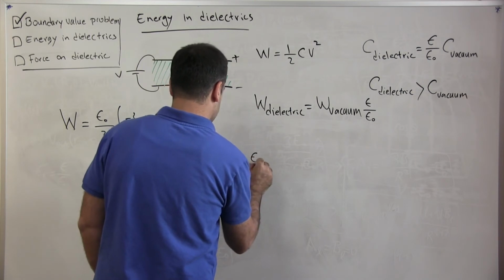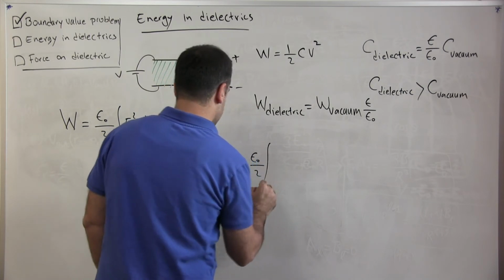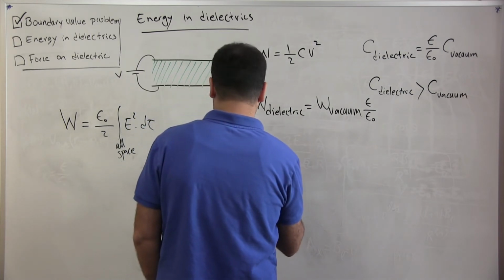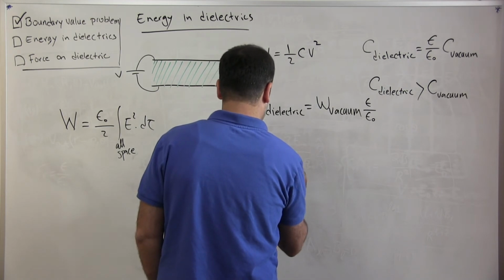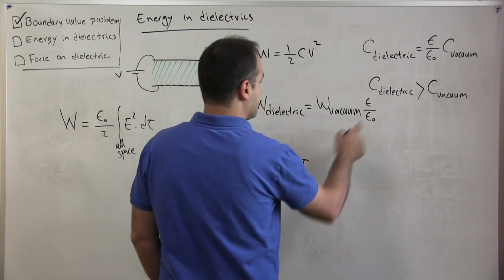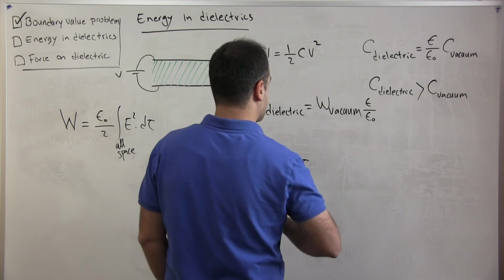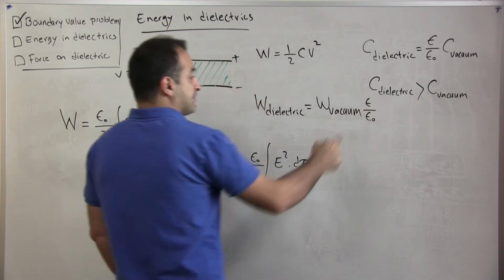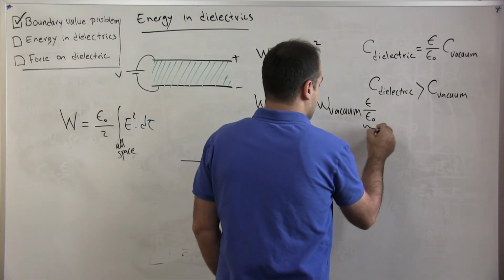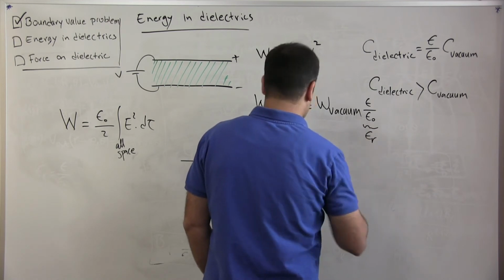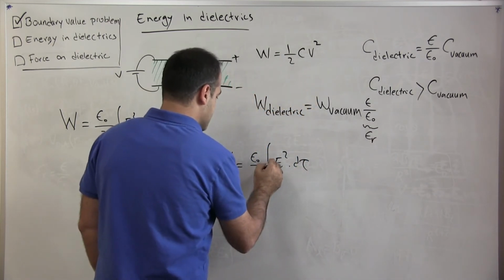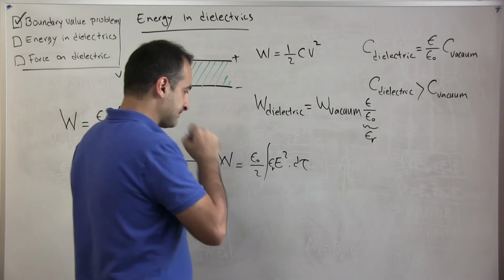W becomes epsilon naught by 2 times the integral of E squared d theta. How much is increasing is a factor of epsilon over epsilon naught, or the combination, I'm going to say dielectric constant epsilon r. So everything is multiplied by epsilon r, okay?